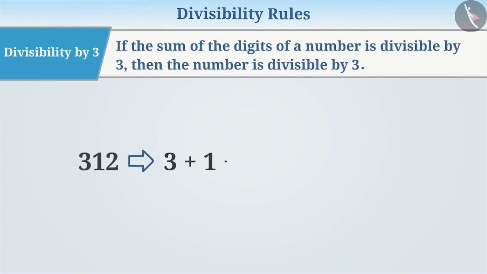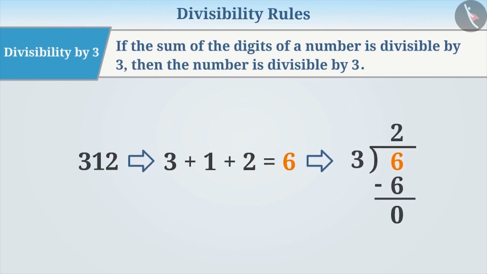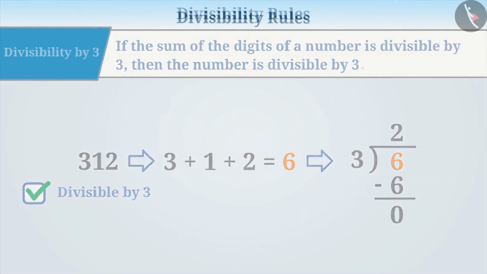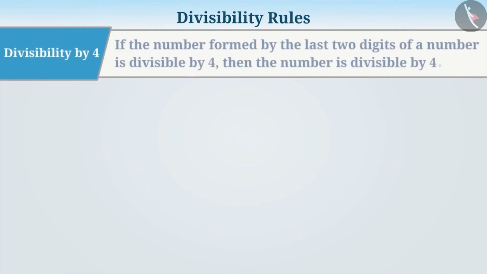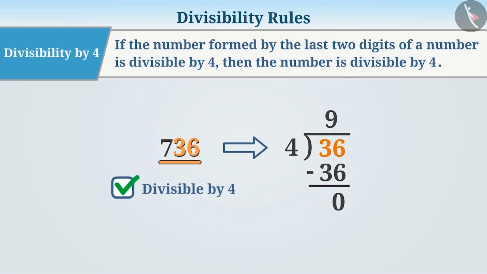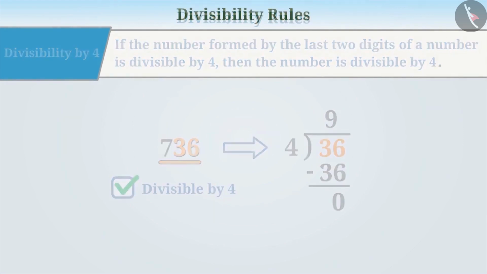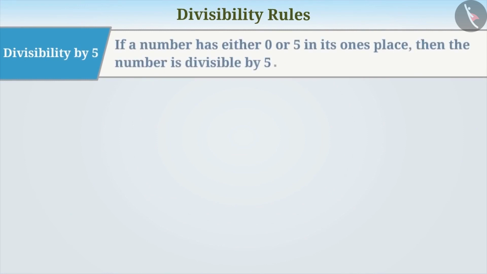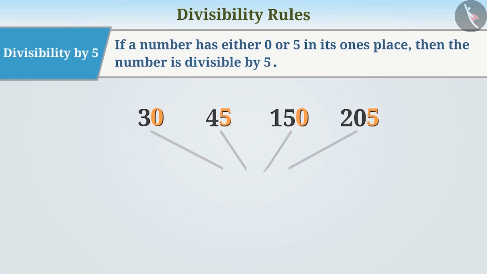Divisibility by 3. If the sum of the digits of a number is divisible by 3, then the number is divisible by 3. Divisibility by 4. If the number formed by the last two digits of a number is divisible by 4, then the number is divisible by 4. Divisibility by 5. If a number has either 0 or 5 in its ones place, then the number is divisible by 5.